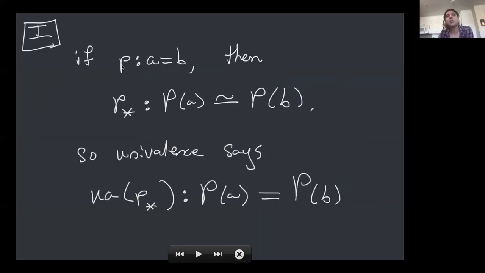Well, let's start with a proof that A equals B. Then I know that P star, we showed this a couple of slides ago, and it was brought up as well by someone over there. If I have P star, then that's a proof that P of A is equivalent to P of B. Well, by univalence, that actually tells me that P of A equals P of B, and I precisely recover indiscernibility of identicals, which is logically quite nice.